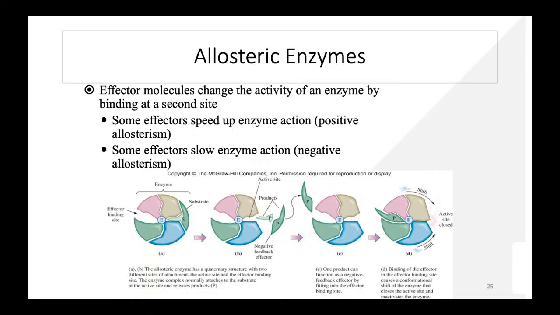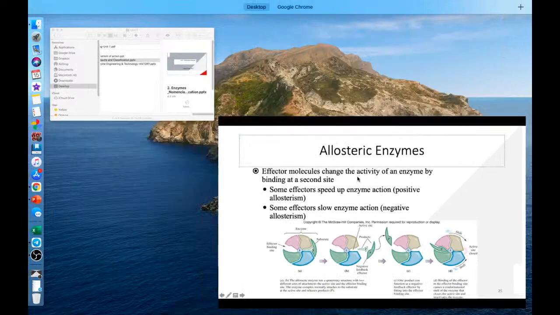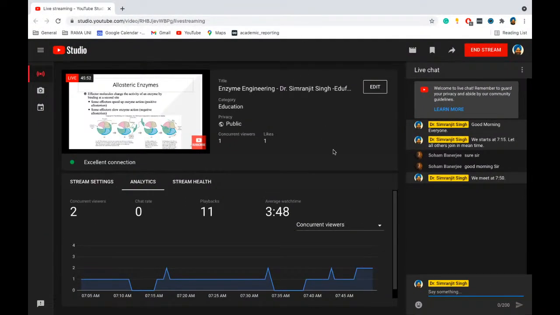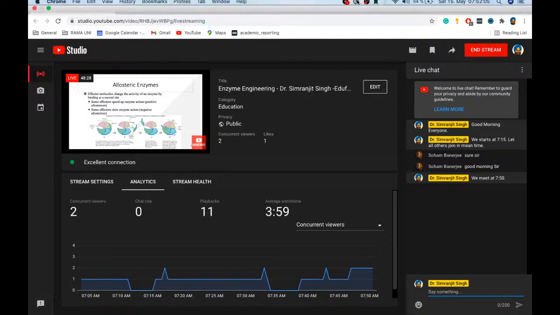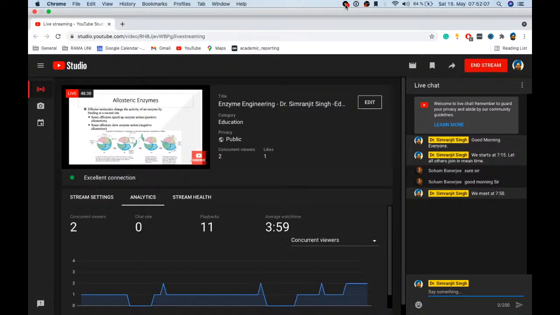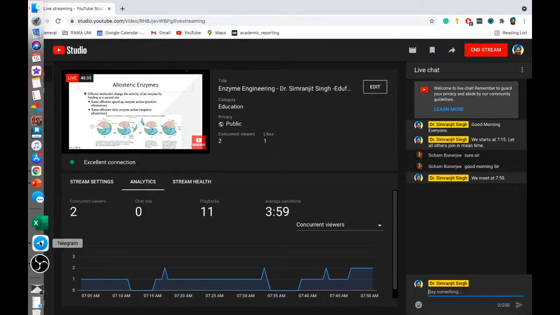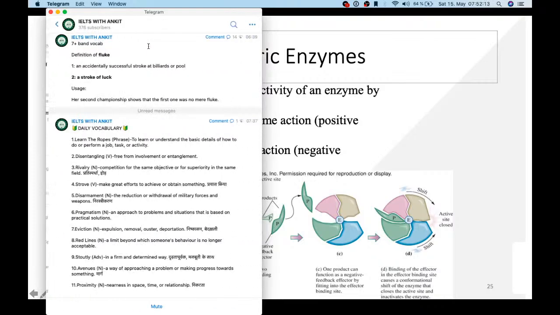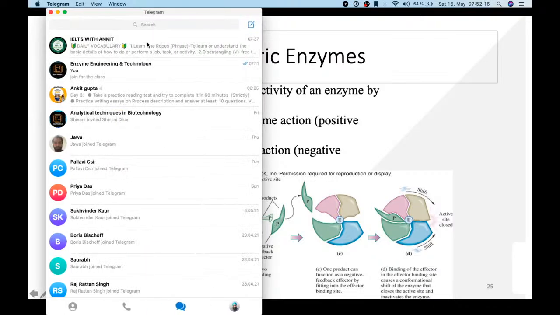So now let's start with the new topic of allosteric enzyme. Is there any message? Not so important.